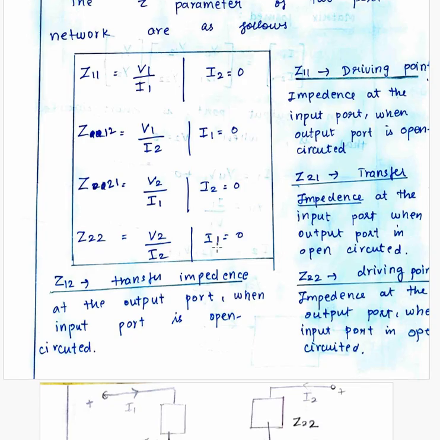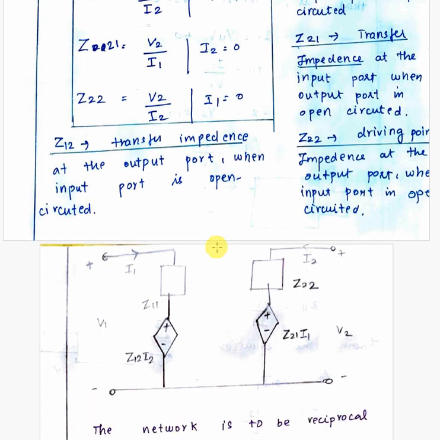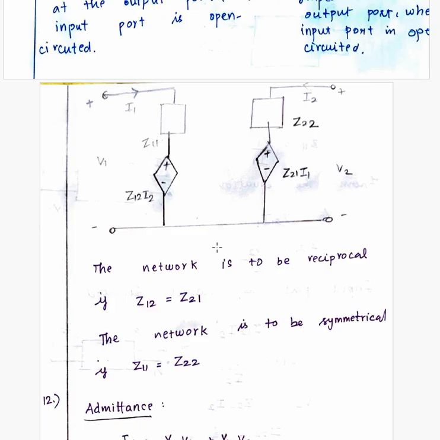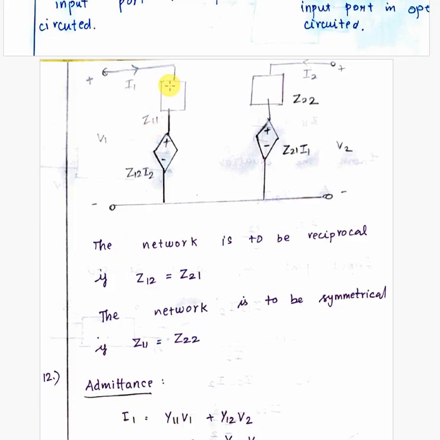Now we are going to draw the equivalent circuit for this Z parameter. So this is the equivalent circuit for the Z parameter. Here we are having the Z11 impedance which is present in port 1, and then Z22 is for the output port. So Z22 impedance. These are the dependent voltage sources.